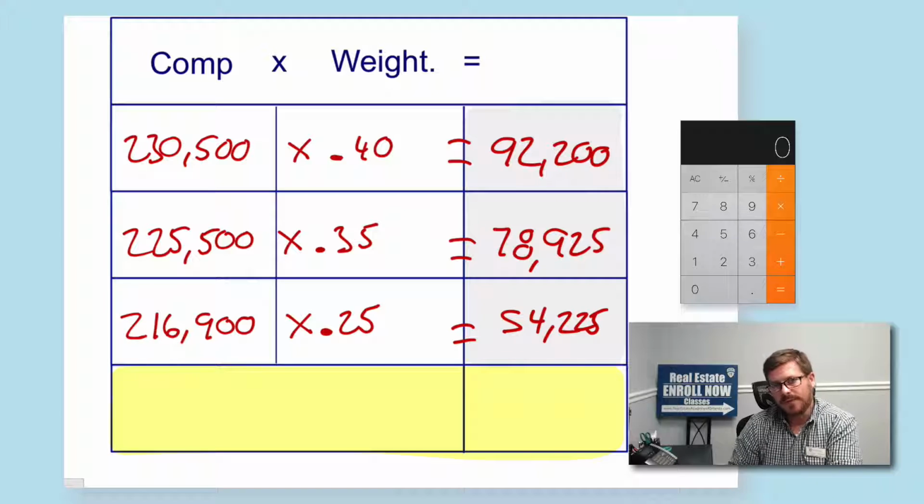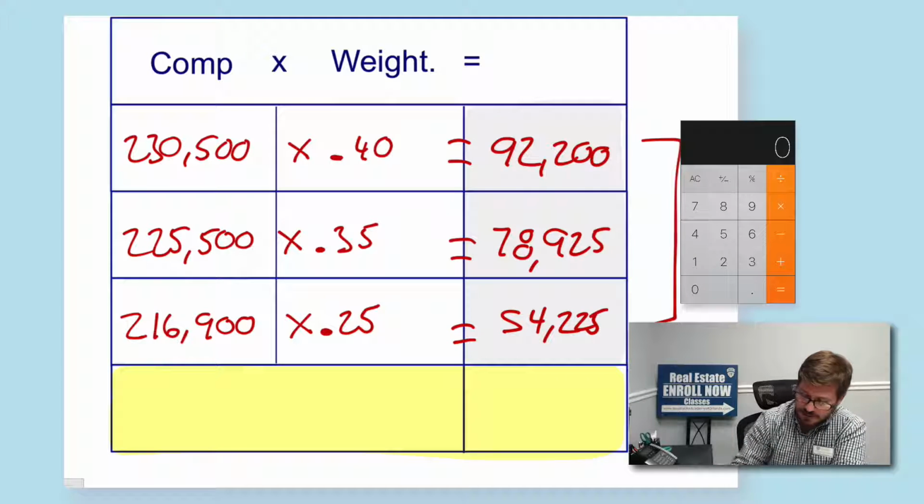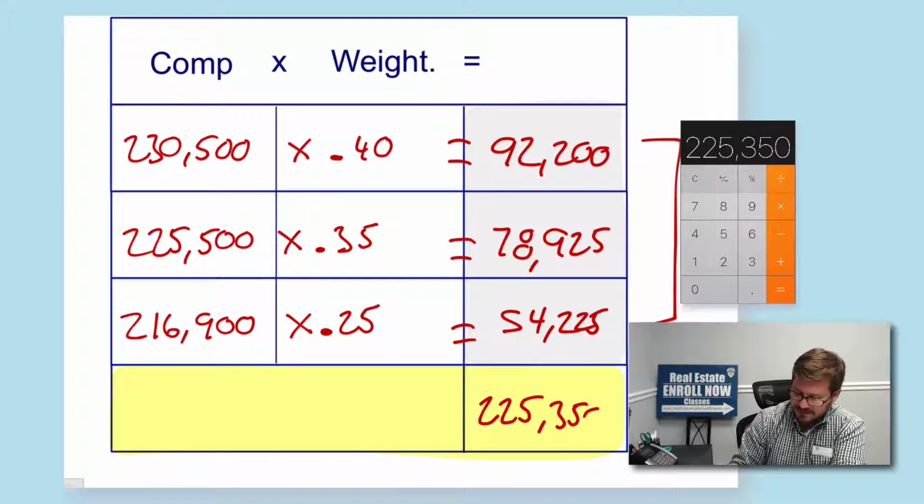Now, we're not done yet. What we need to do with this final step is take all 3 of these and add them up, and that will give us our reconciled adjusted sale price. Let's take a look at that. $92,200 plus $78,925 plus $54,225 equals $225,350. So this will be our reconciled sale price.